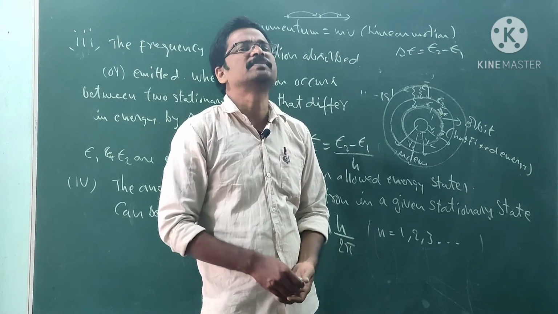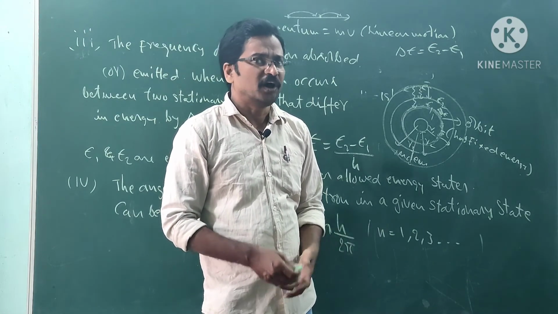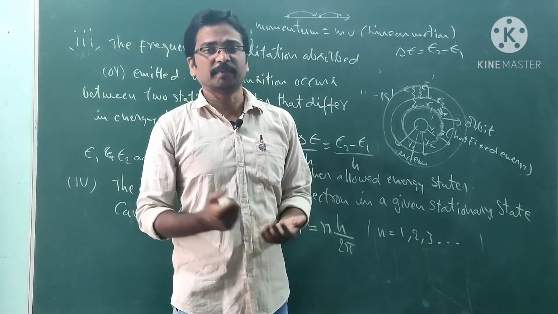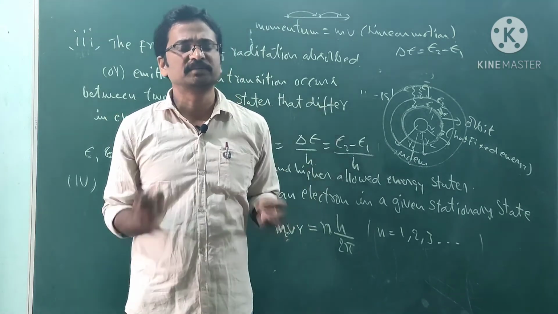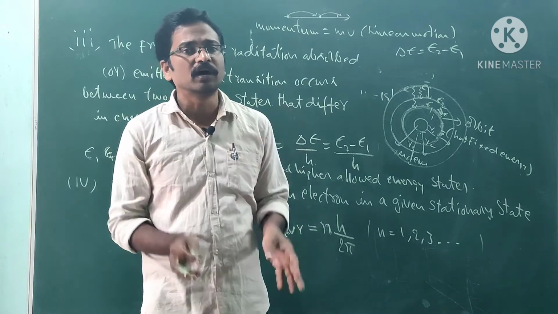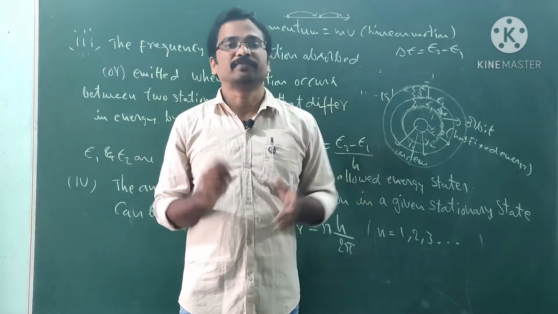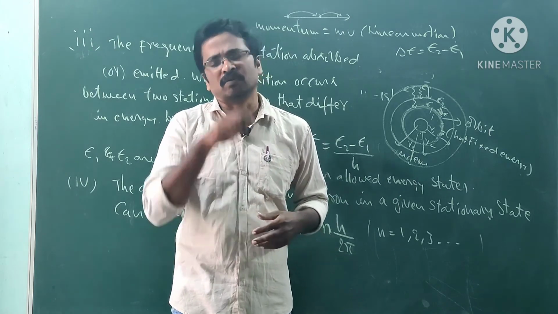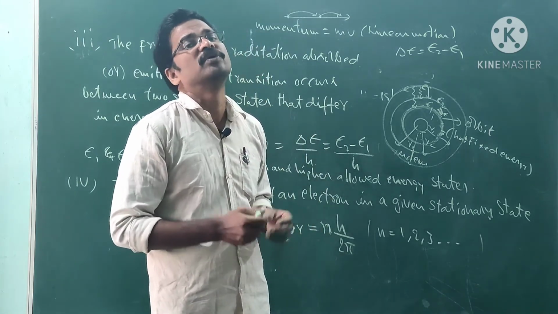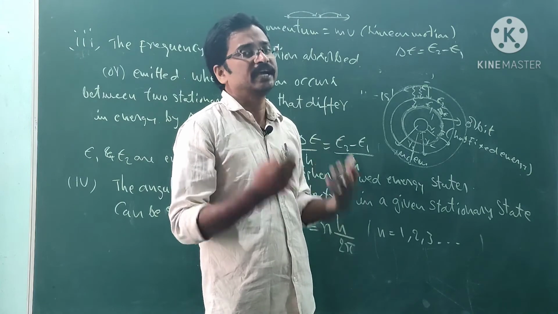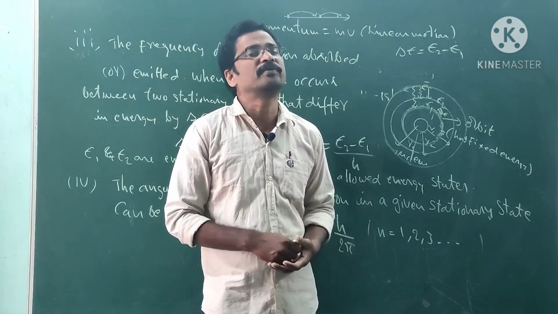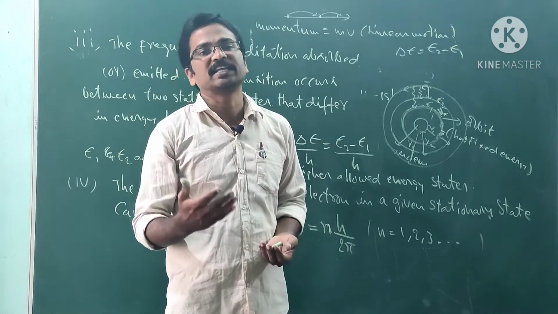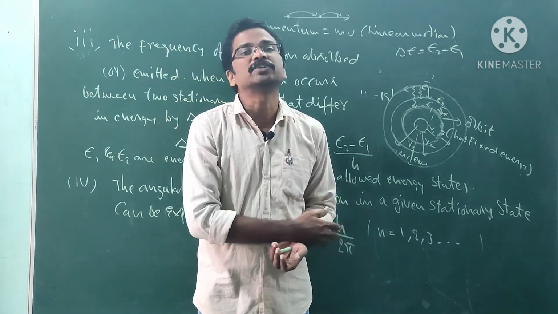What is the meaning of nh by 2 pi? How can you prove mvr is equal to nh by 2 pi? Simply, in intermediate we will learn that mvr is equal to nh by 2 pi. The detailed explanation of how angular momentum is equal to nh by 2 pi, you can learn in higher classes of quantum mechanics, where it can be proved.